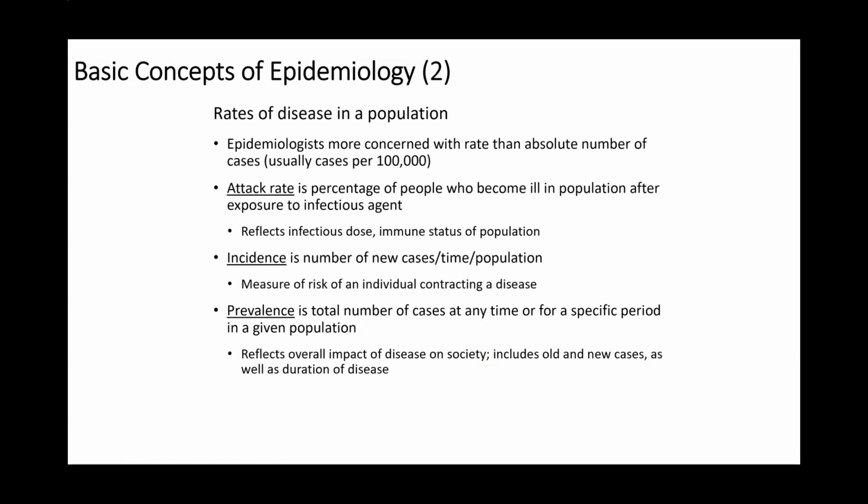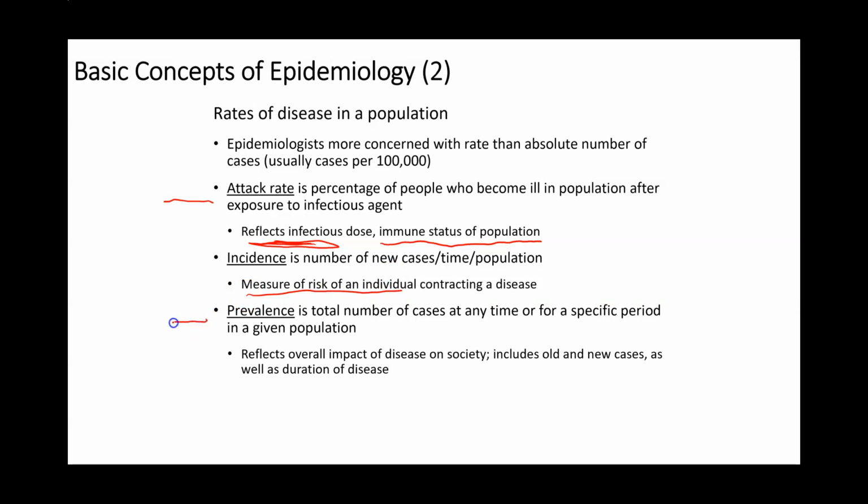In epidemiology, we deal with a lot of definitions. So let's go through these different definitions. The attack rate is the percentage of people who become ill in a population after exposure. And so this can help us identify how immune our population is, as well as it reflects the amount of microbe that's needed to cause disease. The incidence is the number of new cases divided by the population at any given time. And so this is going to help us determine the risk an individual has of contracting the disease.